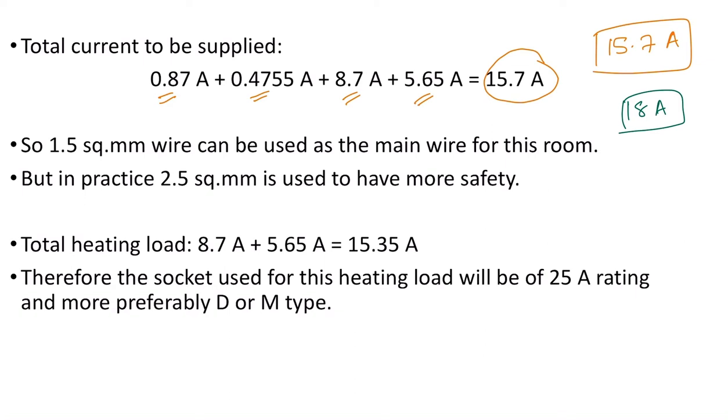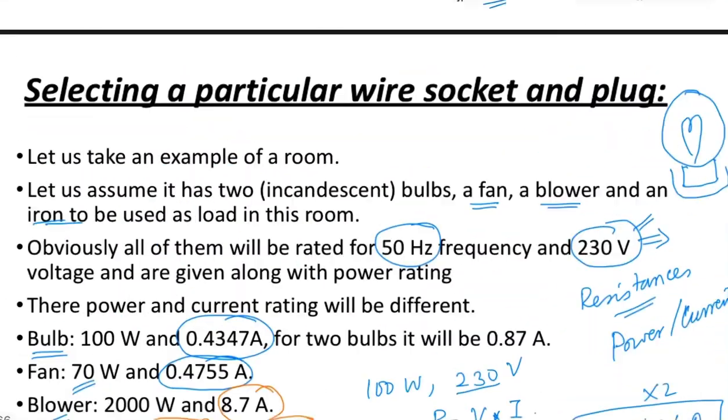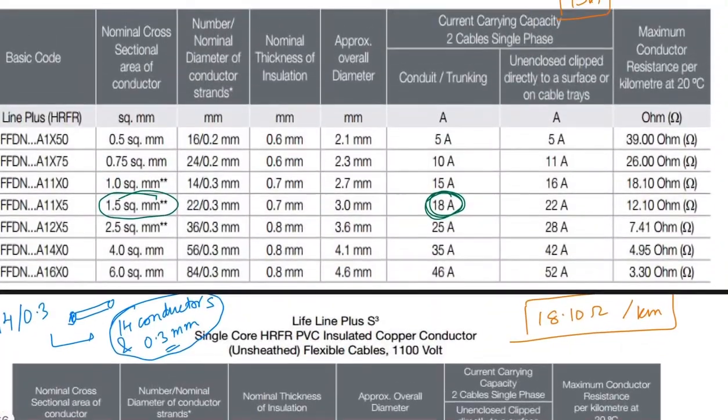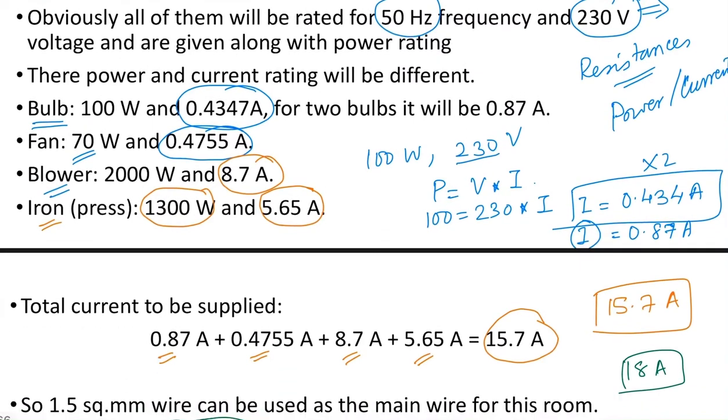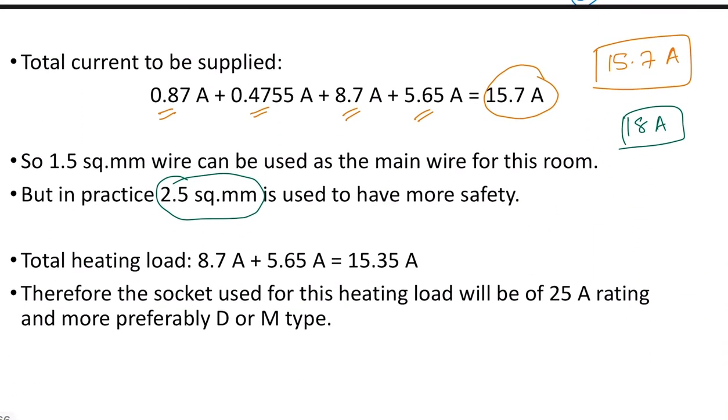And if you want to be more cautious, more secure, you will use a still higher wire. In practice, you will see the 2.5 square millimeter wire is also recommended to be used. The 2.5 square millimeter wire carries a current of 25 amperes. So for more safety, it is recommended to use a slightly higher gauge of wire.